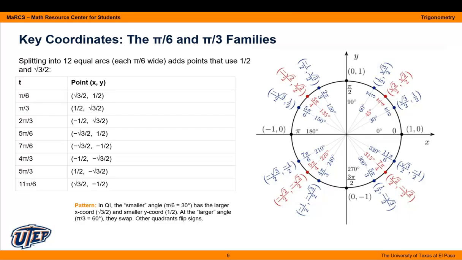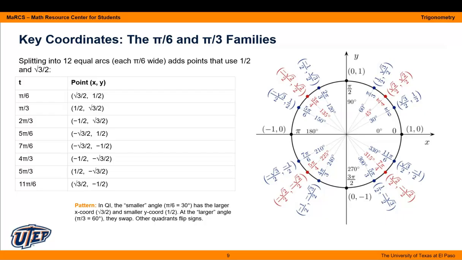Now we look at the other major standard angle families, pi over 6 and pi over 3. At t equals pi over 6, the point is square root of 3 over 2, comma, 1/2. And at t equals pi over 3, the point is 1/2, comma, square root of 3 over 2. A very useful pattern appears here.